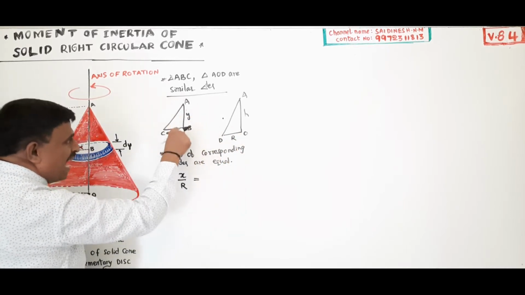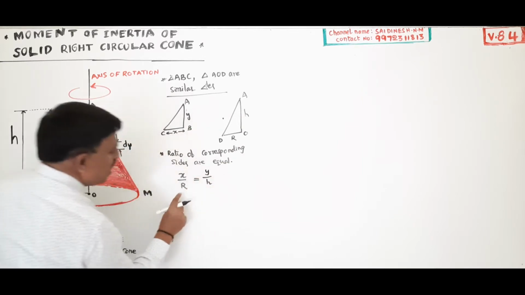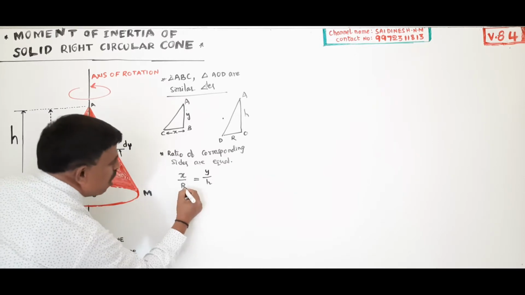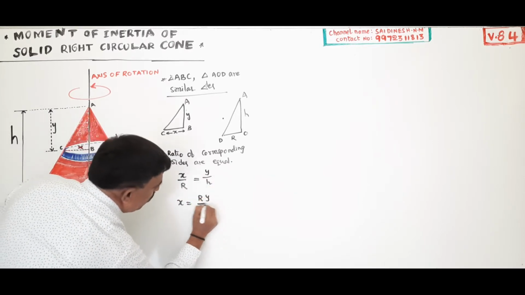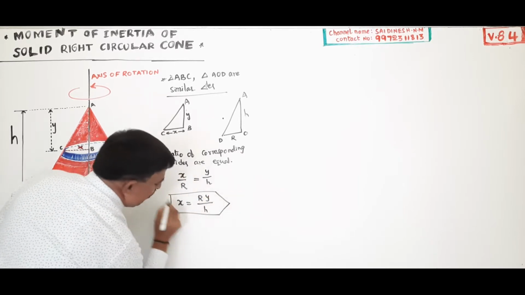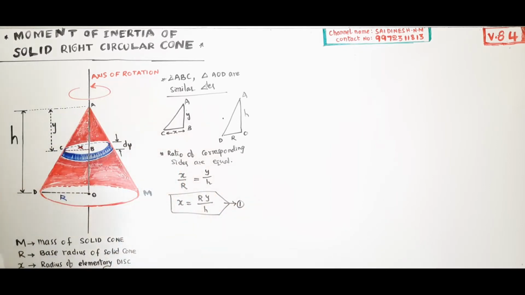x by R is equal to y by H. R goes to the numerator. x is equal to capital R into y by H. Now this is equation number one.